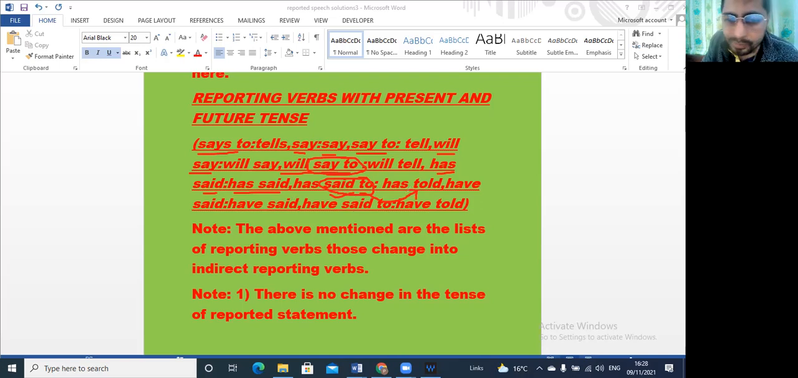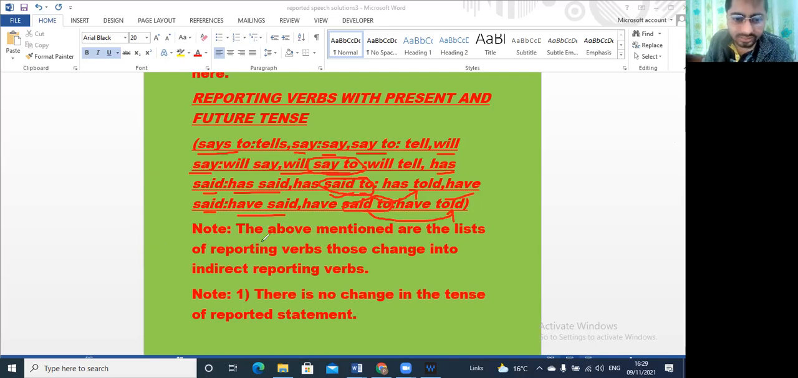Okay, the next one is have said. Have said also remains the same, no change. Have said to, the same process. Said to is changed into told.